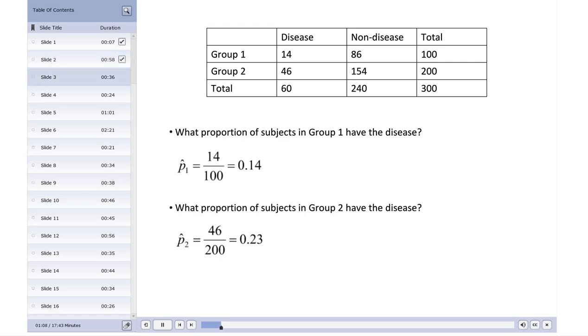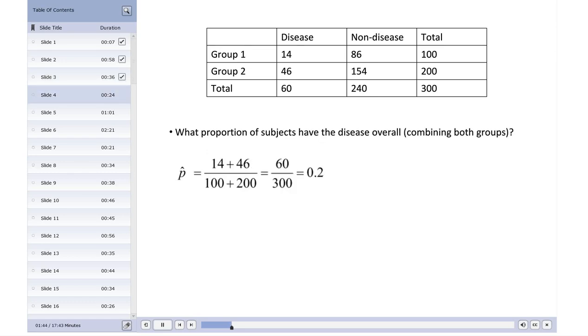The first question on this slide asks us what proportion of subjects in Group 1 have the disease. In order to calculate this, we just take the number of people in Group 1 with the disease, which is 14, and we divide that by the total number of people in Group 1, which is 100, and we get 0.14. Notice that the notation for this is P1 hat. So P1 hat is the proportion of subjects in Group 1 with the disease, and P2 hat is the proportion of subjects in Group 2 with the disease. And you can see that we've calculated P2 hat in exactly the same way. We've just taken 46 divided by 200 and got 0.23.